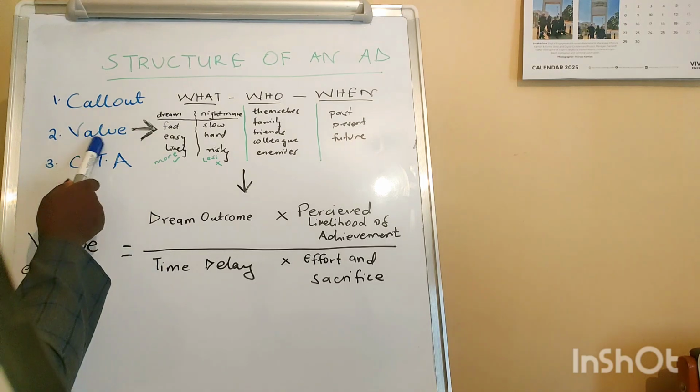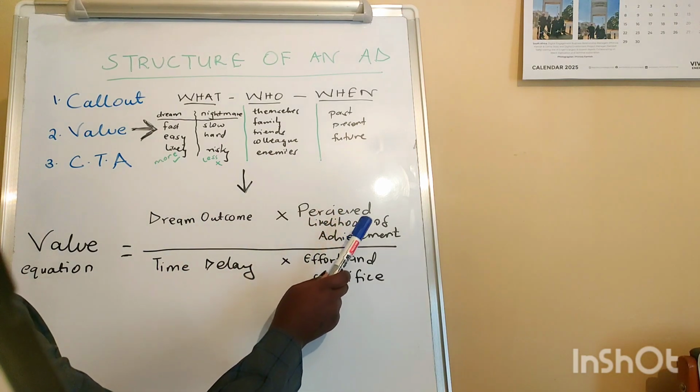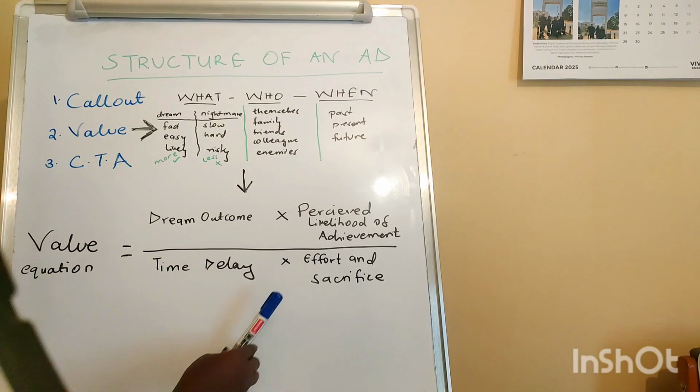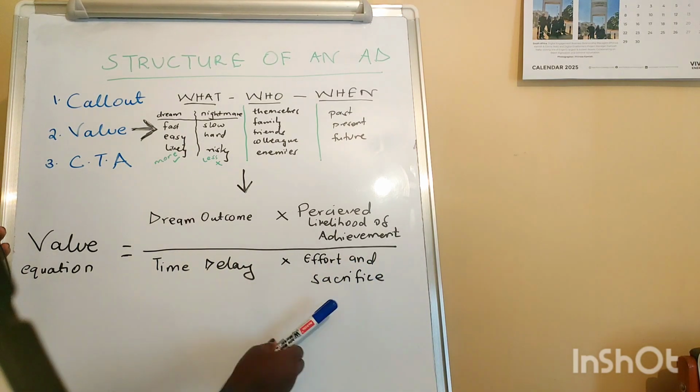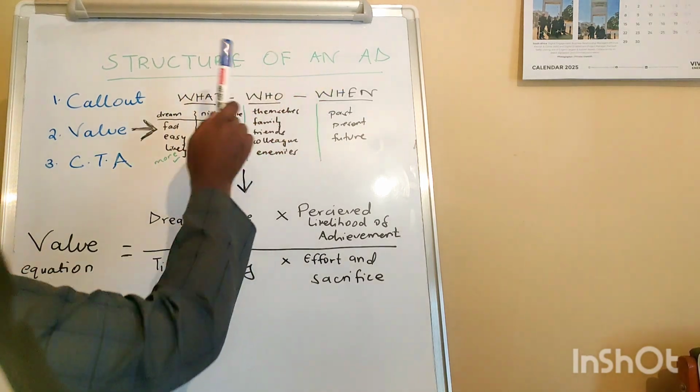Next, we have the value section of the ad. Now, in order to make sure that your offer sounds valuable to the marketplace, you have to understand the value equation, what people perceive to be valuable. How do you calculate value? Value is dream outcome multiplied by perceived likelihood of achievement, divided by time delay and effort and sacrifice. So this is the what, who, when framework.